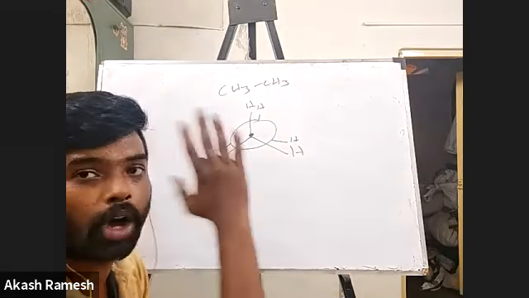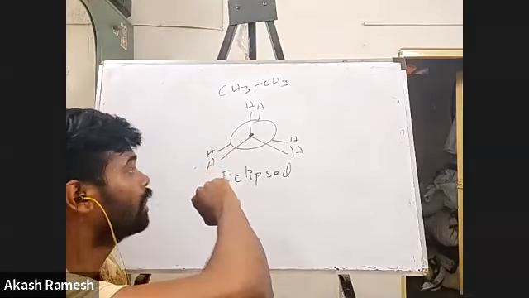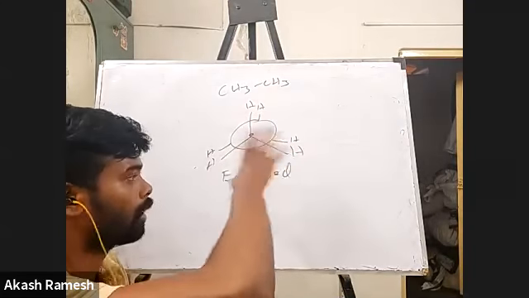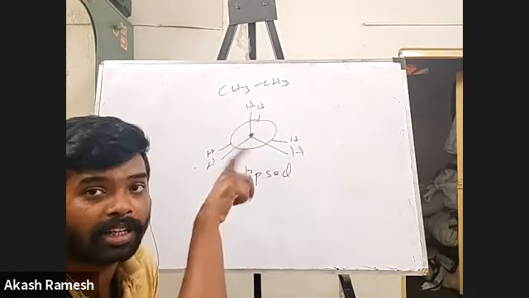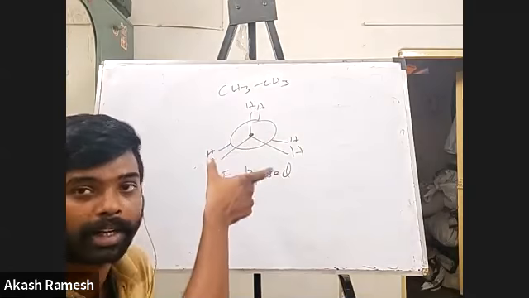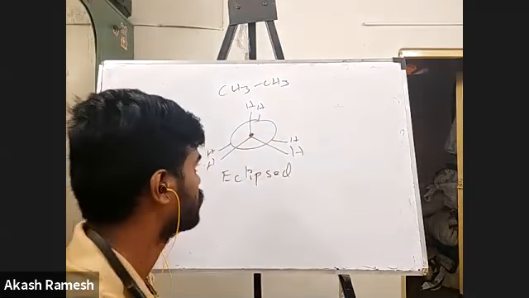So now I rotate a little. For my reference, I will keep one carbon atom stationary, and I'll rotate the other carbon atom for your understanding. So obviously the hydrogen atom positions will keep on changing. Now, say I rotate it by 60 degrees, the other carbon atom by 60 degrees. So you will get something like this.